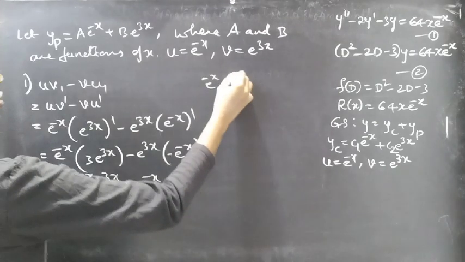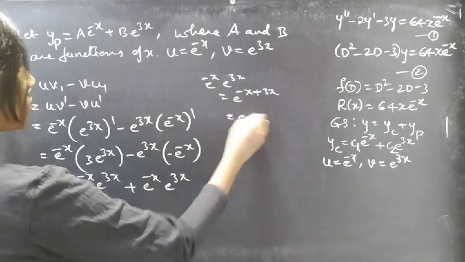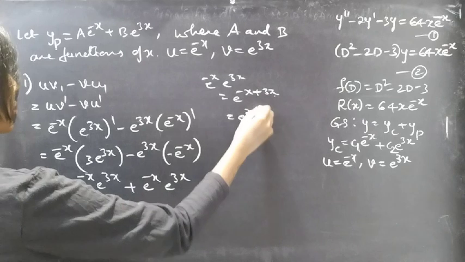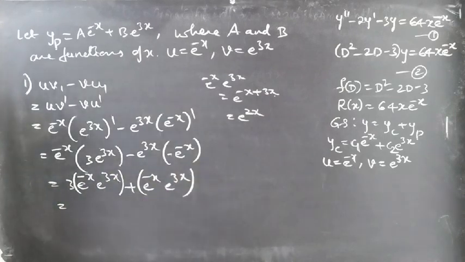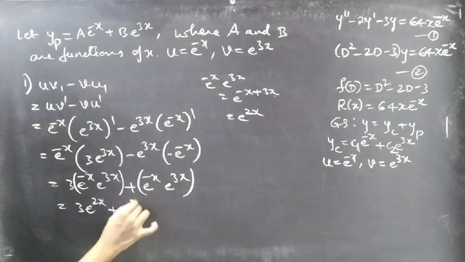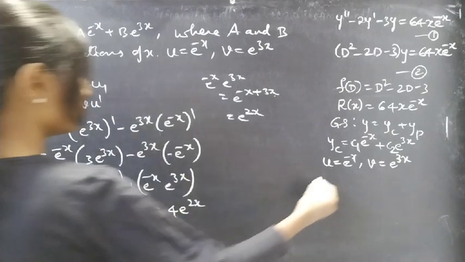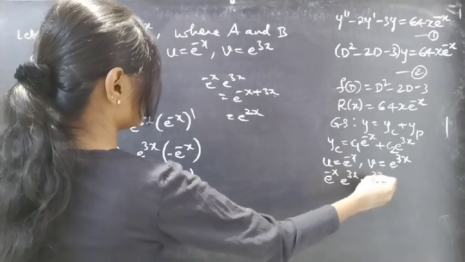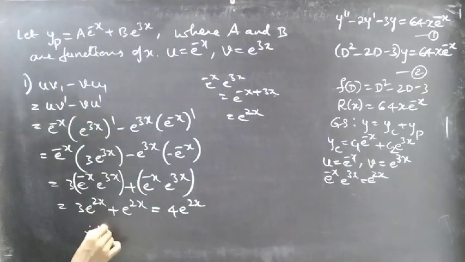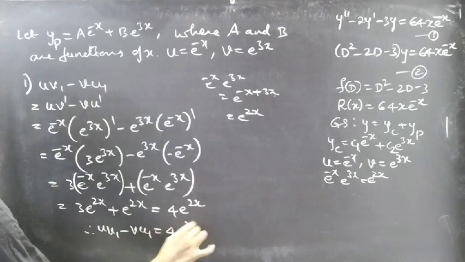E power minus x into e power 3x can be written as e power minus x plus 3x, which gives us minus x plus 3x is 2x, right? Now replace e power minus x into e power 3x by e power 2x. You'll get 3 e power 2x plus e power 2x, which is equal to 4 e power 2x, right? Therefore, uv1 minus v1 equals 4 e power 2x.